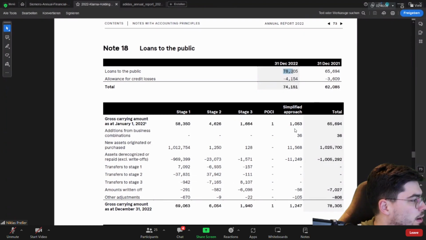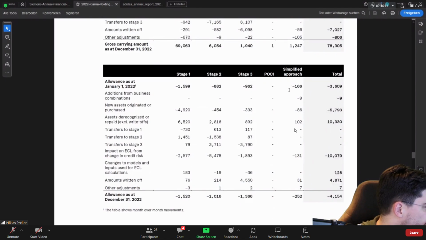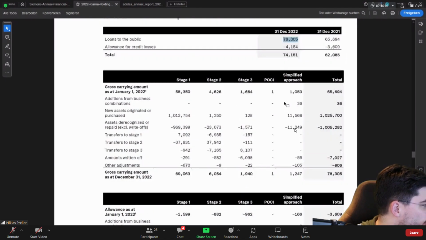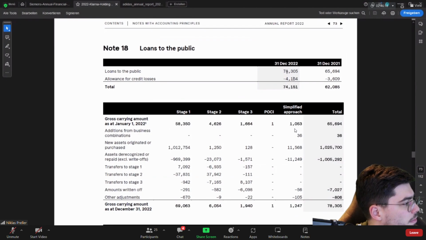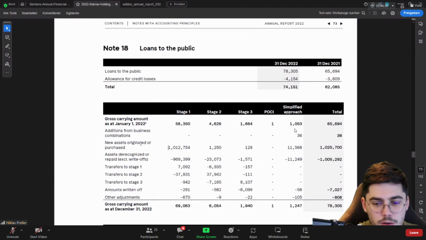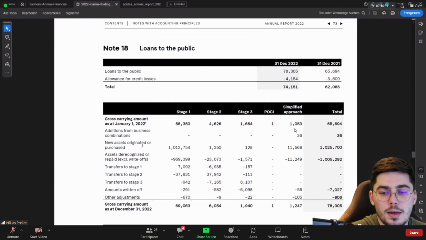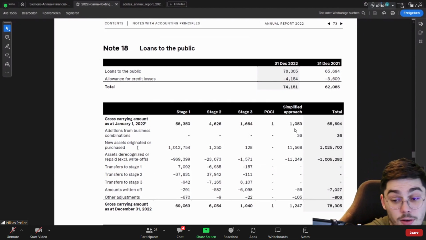That should be in millions, I think. They don't specify that. That should be in millions. So I think that will be 80 billion euros here, loans to the public, which are newly originated. So those are all those receivables that Klarna bought from all those online shops to collect on it. And that's how they conduct their business, actually. A very interesting form of business, I think.